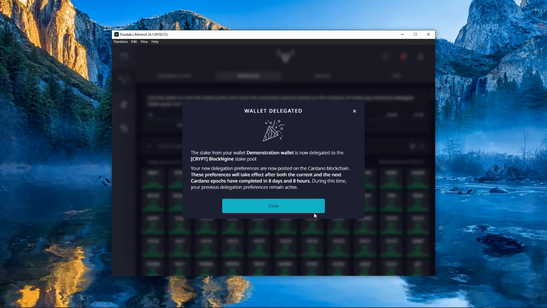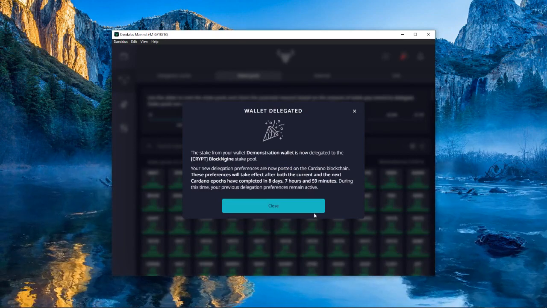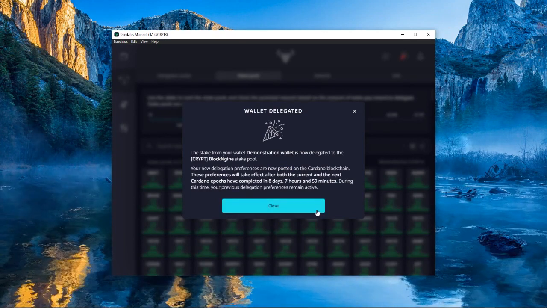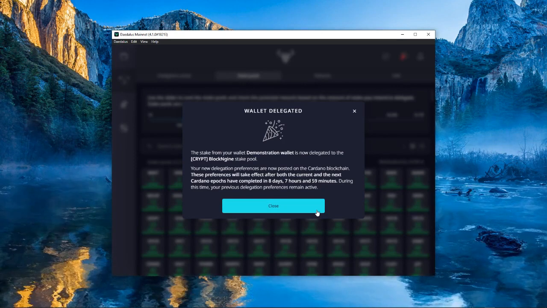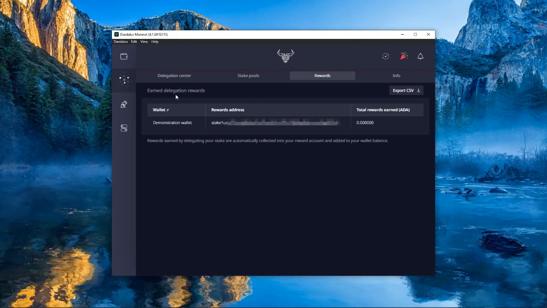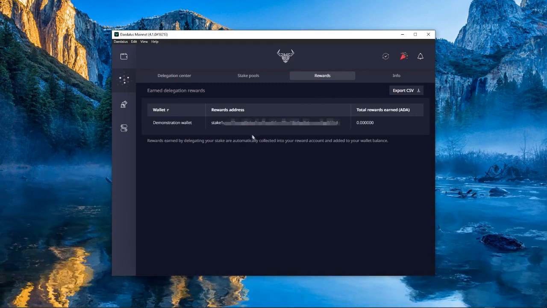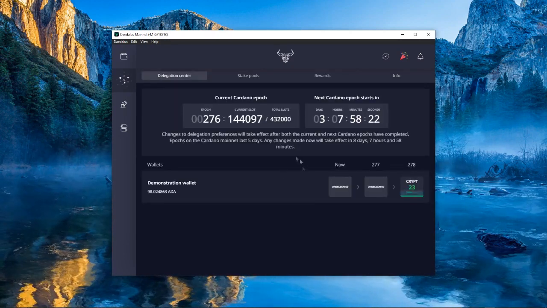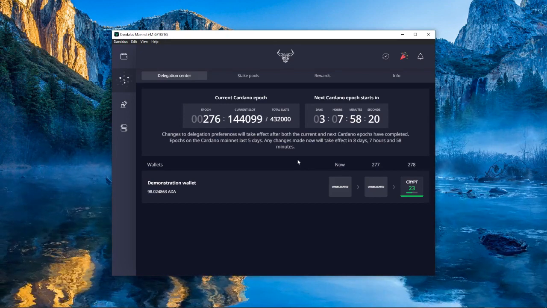Now we have our wallet delegated to this stake pool. All the Cardano in our wallet is being used in this staking pool to mine blocks. We can go to the rewards section to find out what address will contain our staking rewards, and the delegation center shows you the epochs.